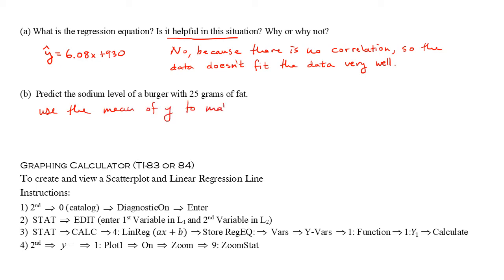To make a prediction, right? Since we just explained above why this line of best fit is not going to make a good prediction. Otherwise, if there was a correlation, then we would just plug that value of 25 in for x, and that would be our best prediction. But here, because there's no correlation, we're going to use the mean instead.